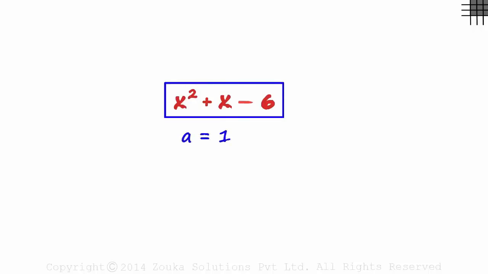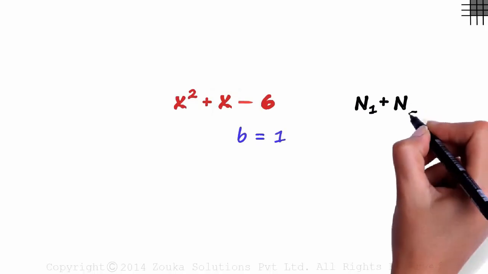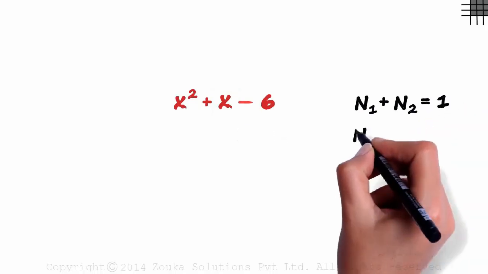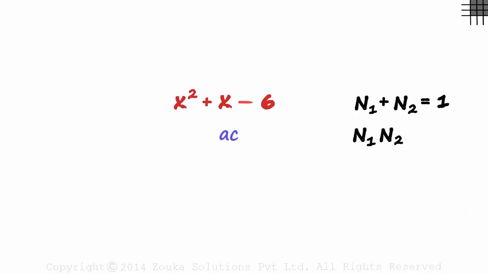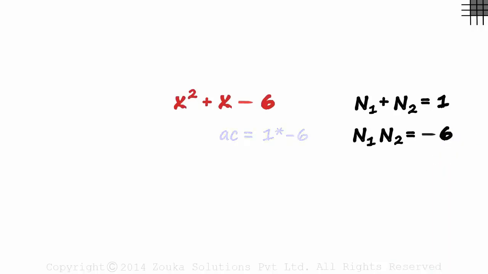Here a is 1, b also is 1 and c the constant is minus 6. We have to split the coefficient of the middle term, which is 1. The sum of the two numbers is b, which equals 1. And the product of the two numbers would be the product of a and c. 1 multiplied by minus 6 is minus 6. To find the two numbers, all we do is try out different products to get minus 6.